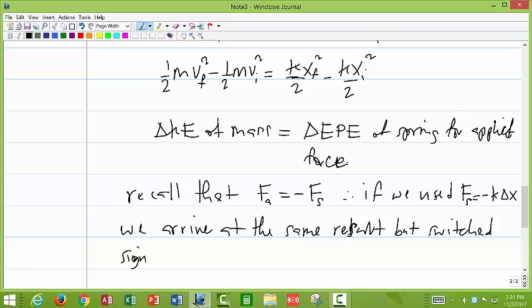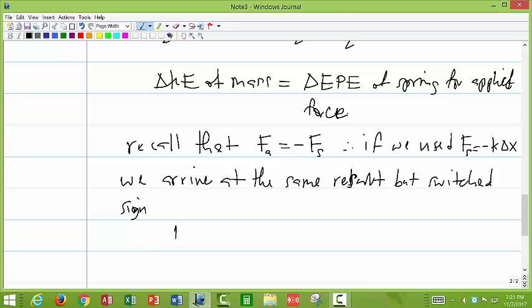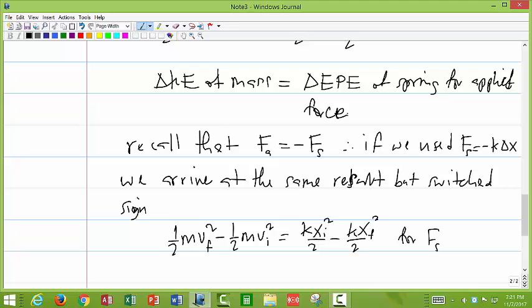So for example, what we would have then would be half m v final squared minus half m v initial squared equals k x initial squared over 2 minus k x final squared over 2 for Fs. Okay, so we have two things going on there.